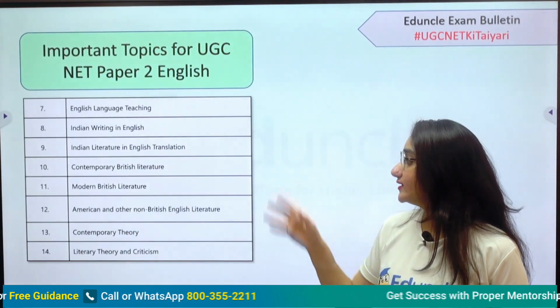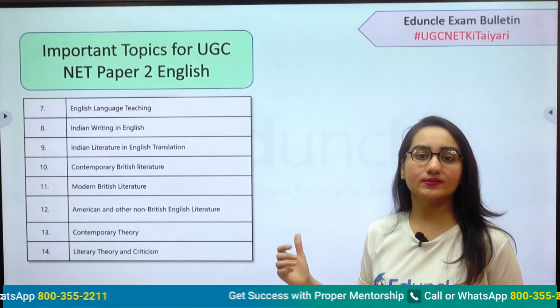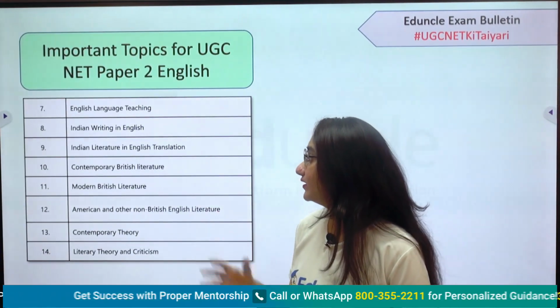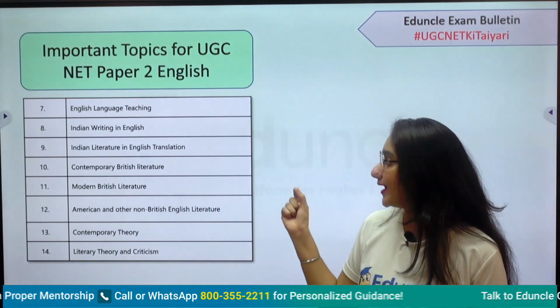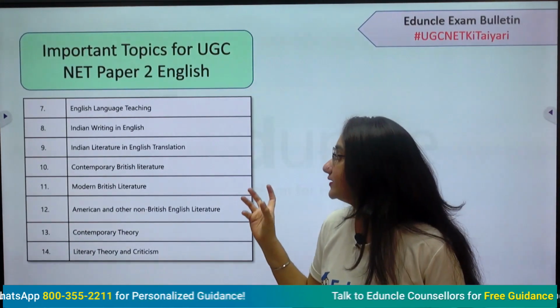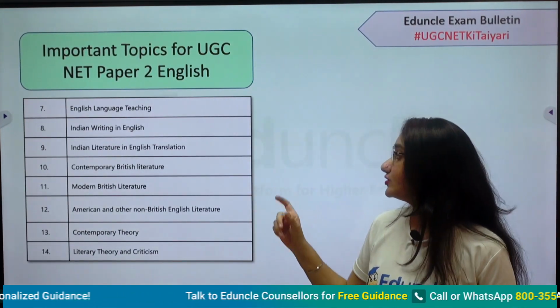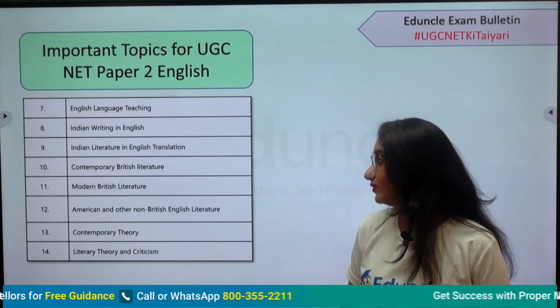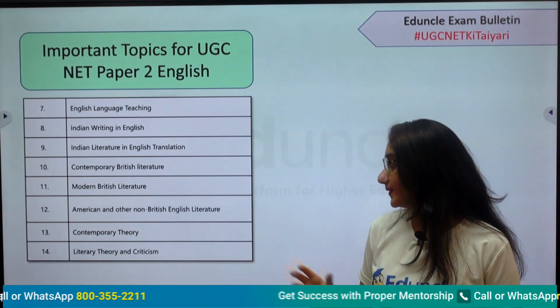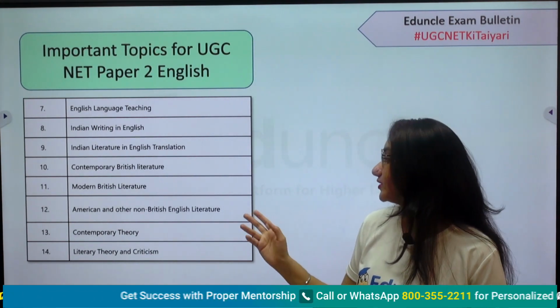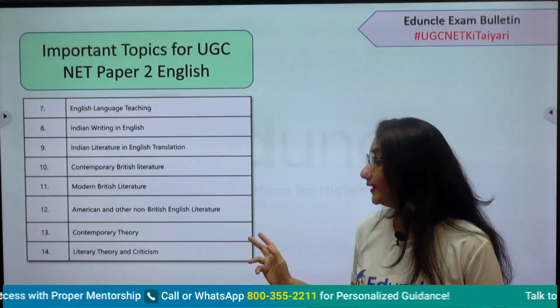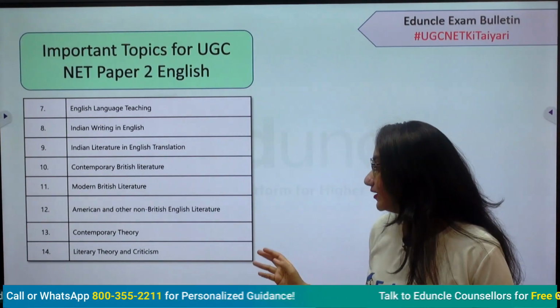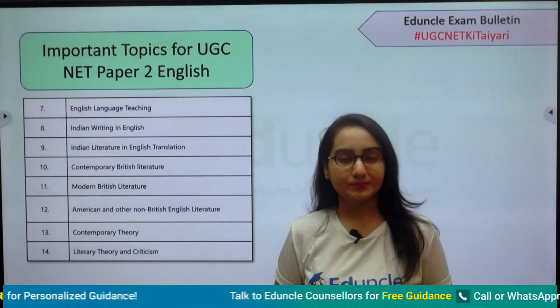Okay, now these are again a few more topics, another 8 topics I have listed for you. That is English language teaching, Indian writing in English, Indian literature in English translation, contemporary British literature, modern British literature, American and other non-British English literature, contemporary theory, and literary theory and criticism.